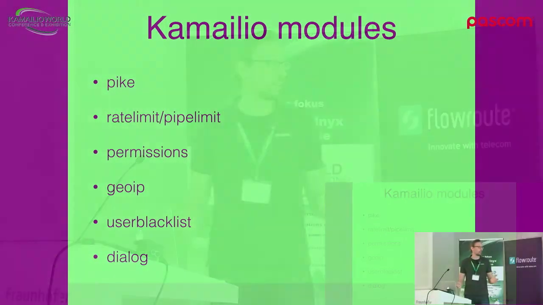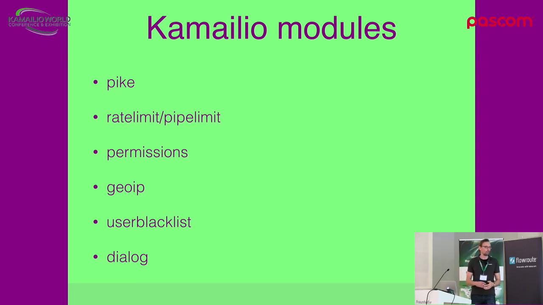So Kamailio comes with a lot of modules built in. So we looked at them. There's the Pike module, where you can rate limit the overall traffic. Then you have the ratelimit and pipelimit modules, where you can do it on a per request or per user basis. With the permissions module, you can do some general white and blacklisting. The geoip module helps you to eliminate traffic from some parts of the world.